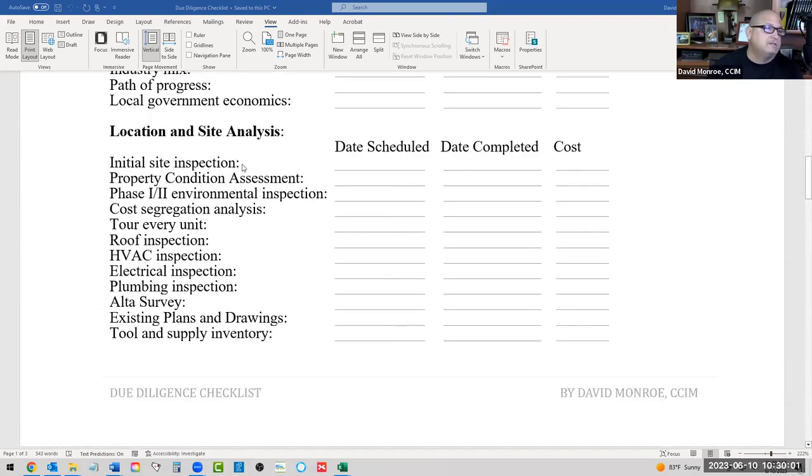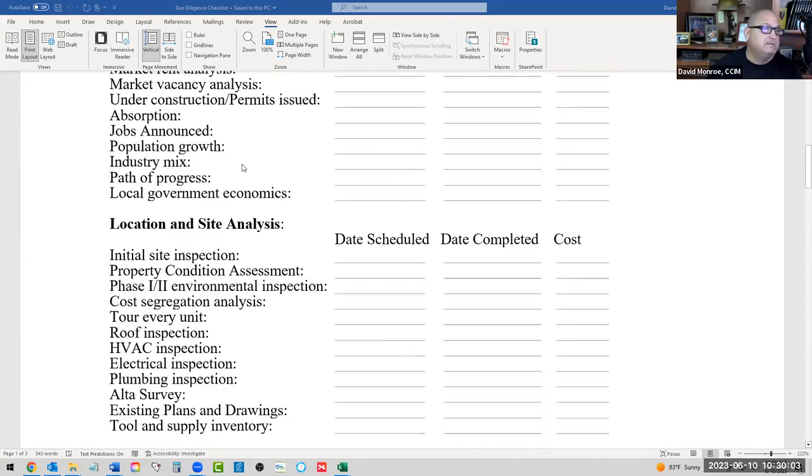Location and site analysis. This is where we're going to spend the most time today. Initial site inspection. Okay, so initial is when you're going to go do all your inspection items. At the end, you have a final walkthrough prior to closing. So initial site inspection is you're heading to the property to inspect it. Try to do it all at one time.